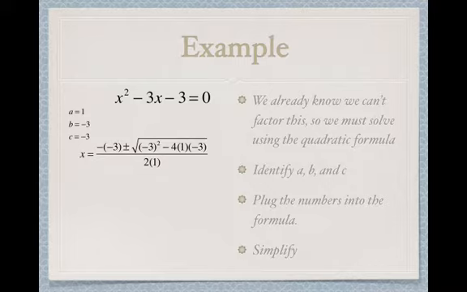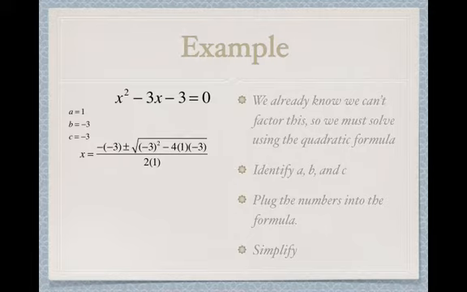Okay, so plug them in. That negative in front of the b has to be there, and then you plug in b, which also happens to be negative. So you have those two negatives. And then you have plus or minus the square root of -3 squared minus 4 times 1 times -3 all over 2a, which is 2 times 1. So we want to simplify this, and you must use the correct order of operations.